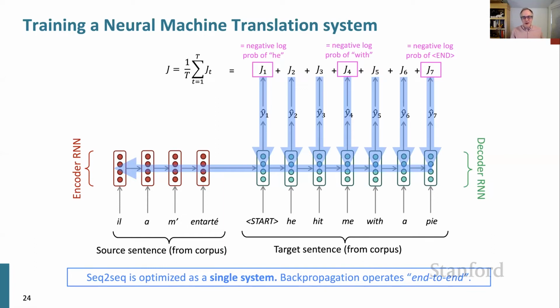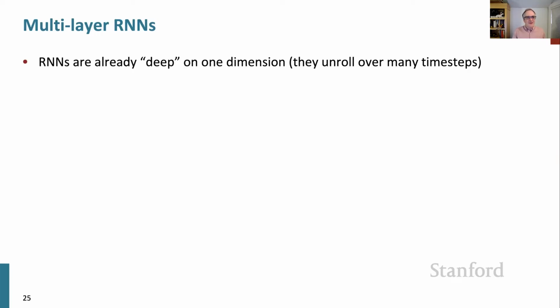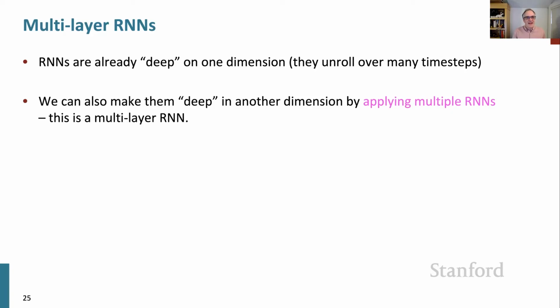So this is a good moment for me to return to the 3 slides that I skipped, running out of time at the end of last time, which is to mention multi-layer RNNs. So the RNNs that we've looked at so far are already deep on one dimension, in that they unroll horizontally over many time steps. But they've been shallow in that there's just been a single layer of recurrent structure above our sentences. We can also make them deep in the other dimension by applying multiple RNNs on top of each other. And this gives us a multi-layer RNN, often also called a stacked RNN.